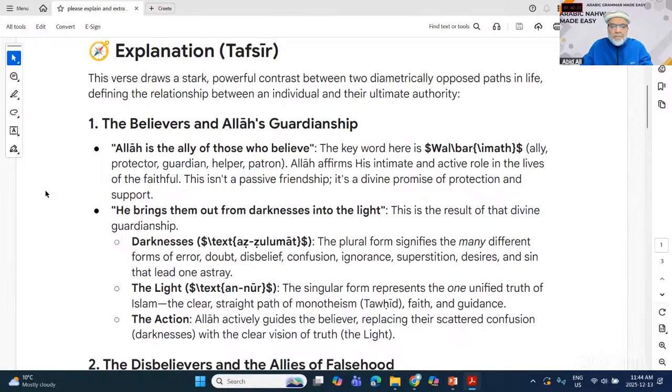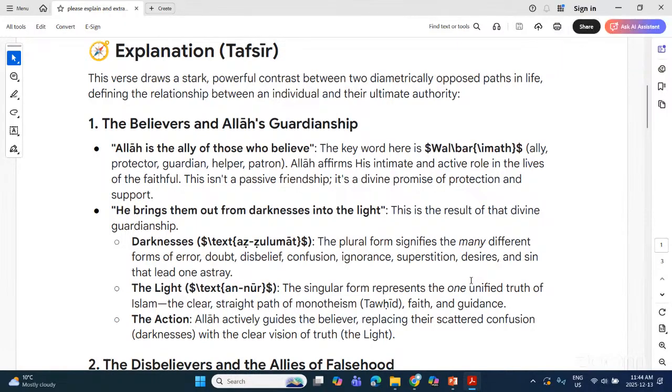So he brings them out from darkness into the light. What is the meaning of this? This is the result of that divine guardianship. If you are able to practice your religion, you are praying, you're doing all kinds of good things, and you are staying away from the evil, that is not your own effort. It is a mercy and guidance from Allah subhanahu wa ta'ala.